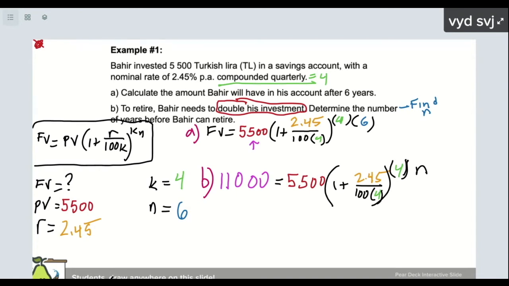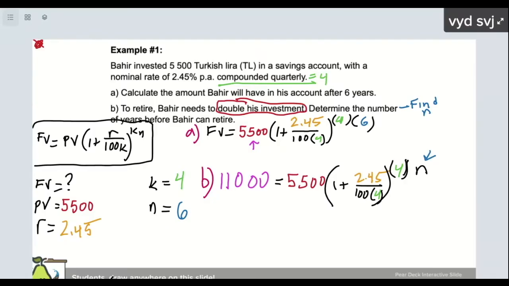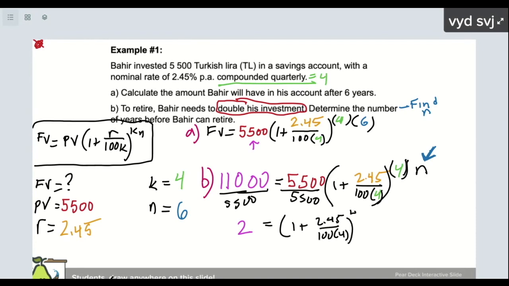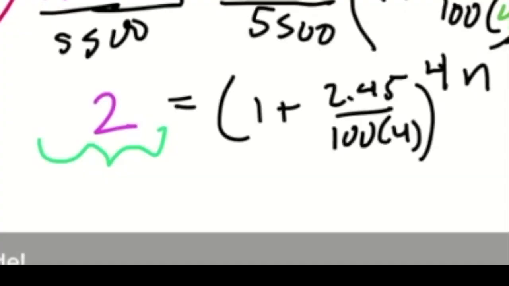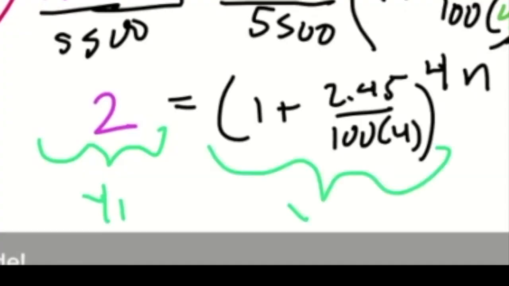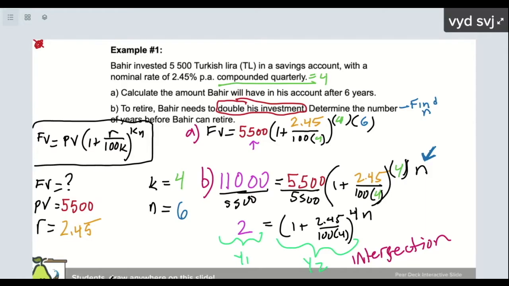So then, now we just want to solve for this guy right here. So we want to get N on one side by itself as much as possible. First thing I'll do is divide both sides by this. When you do that, you'll end up with 2 here, and then equals (1 plus 2.45 over 100 times 4) to the 4 times N. Looks complicated, that's okay. Guess what? Graph it. It's y1, y2. Find the intersection. And that'll give you your answer.